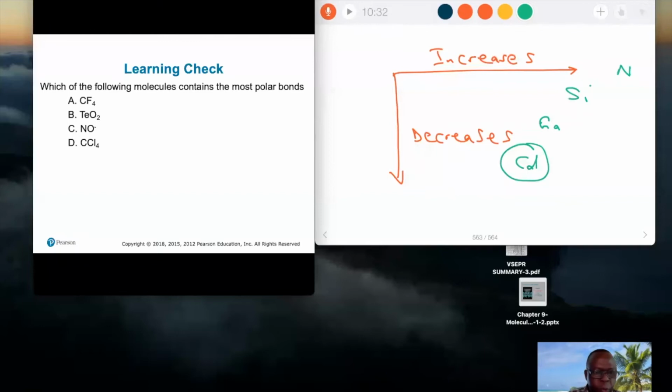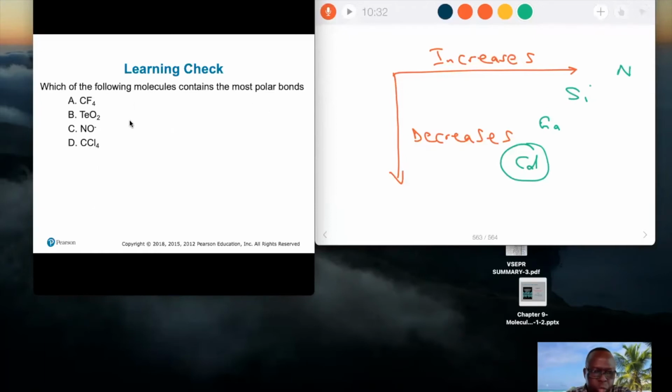Which one of the following contains the most polar bond? Tellurium, if I look at CF, fluorine is the most electronegative. Tellurium, remember, is a metalloid, with sharing of electrons. Nitrogen, if I look at this, fluorine being the most electronegative, we are looking at the most polar bond.